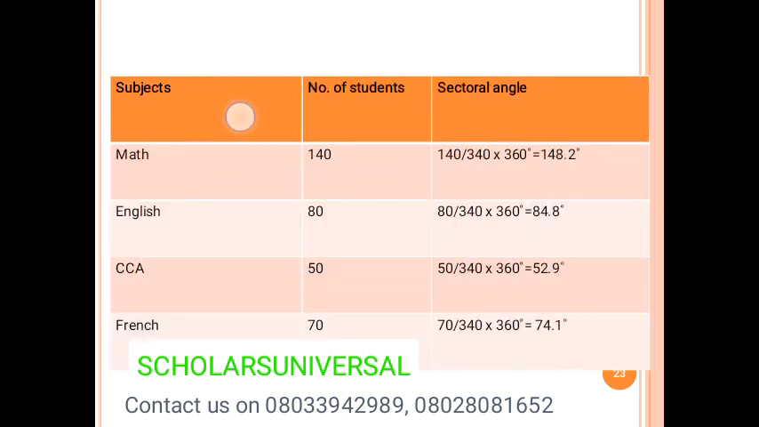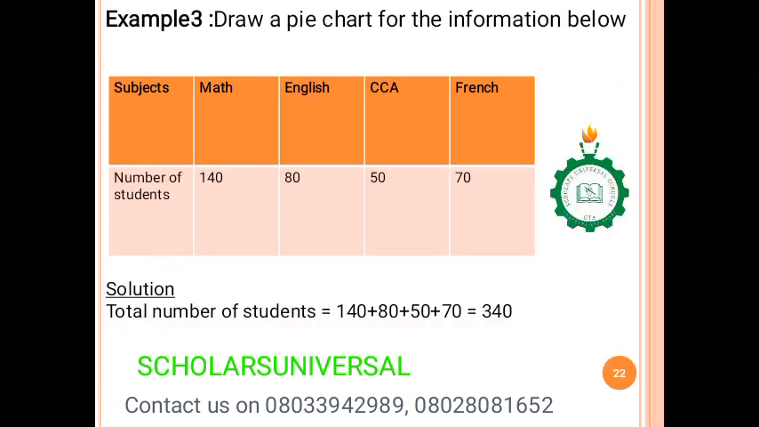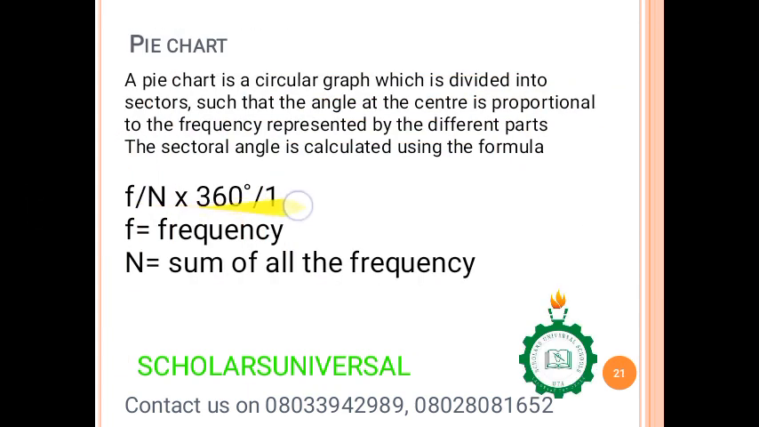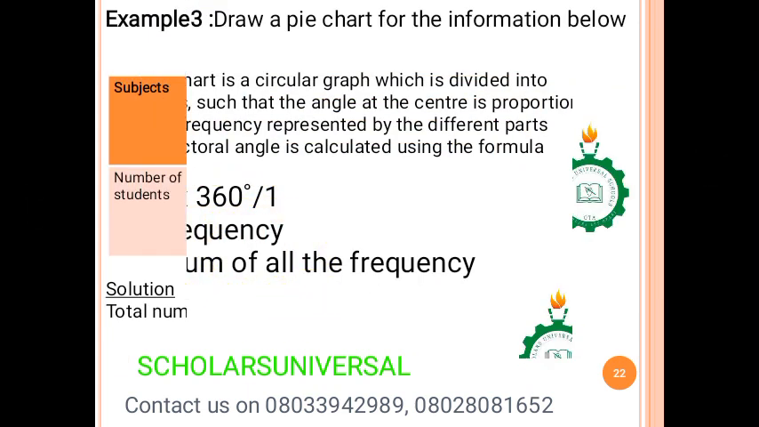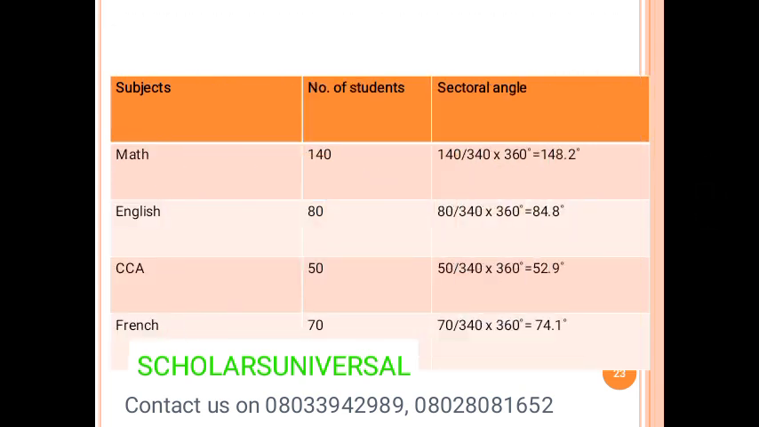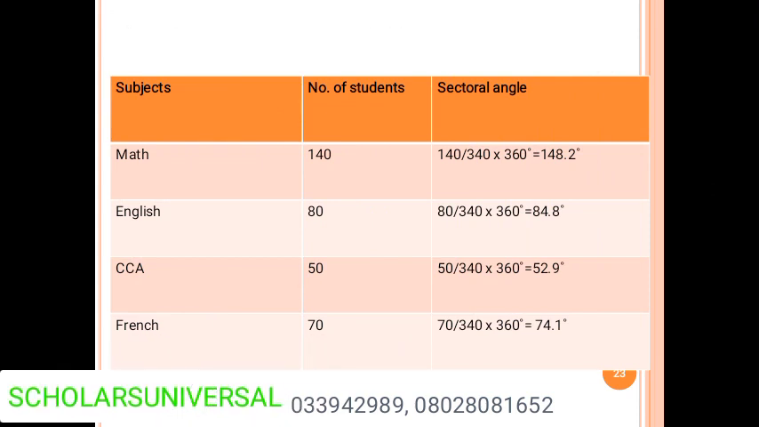Now I've already put this in tabular form. This is the number of students. Now we want to calculate the sectorial angle. I told you that the formula is F over N times 360, which is the frequency over the sum of all the frequencies. So it will be 140 over 340, since the sum is 340, times the 360 angle at a point. That is a section out of 360, and that is 148.2 degrees.